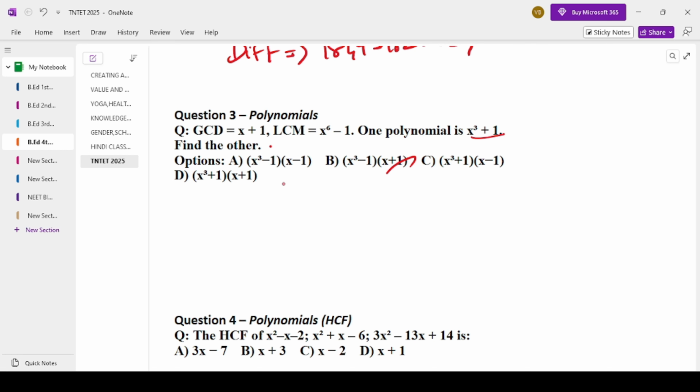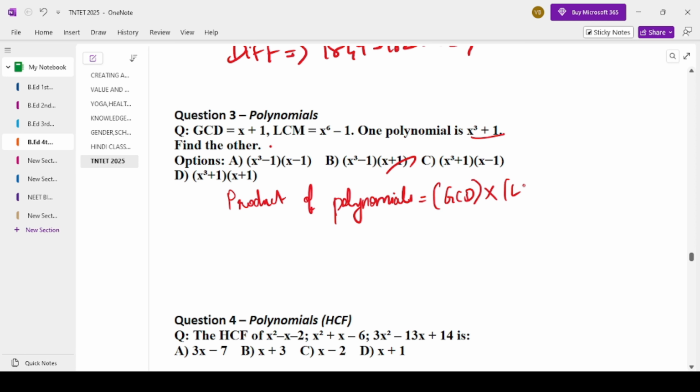So let's see the steps. The product of the polynomials, as I already said in the previous video, can be found by the multiplication of GCD multiplied by the LCM, which they have already given.